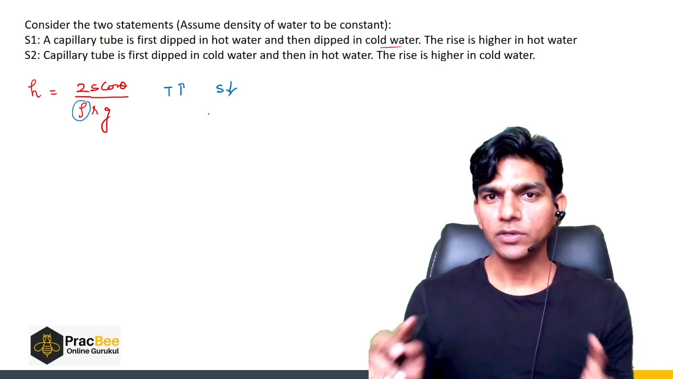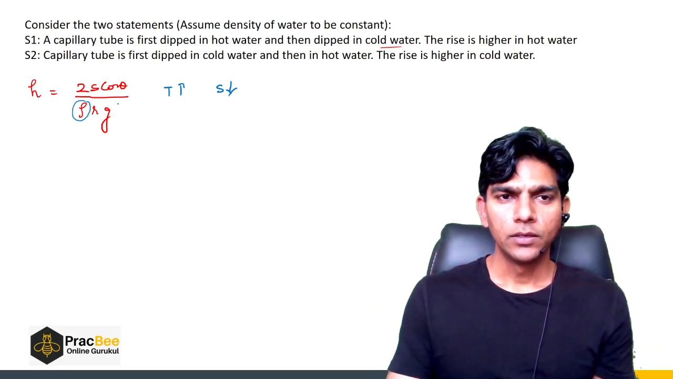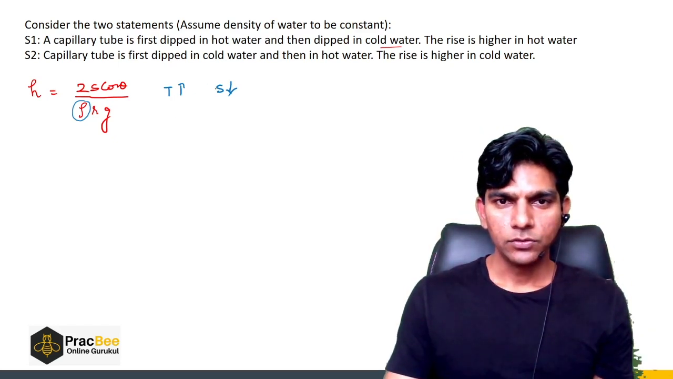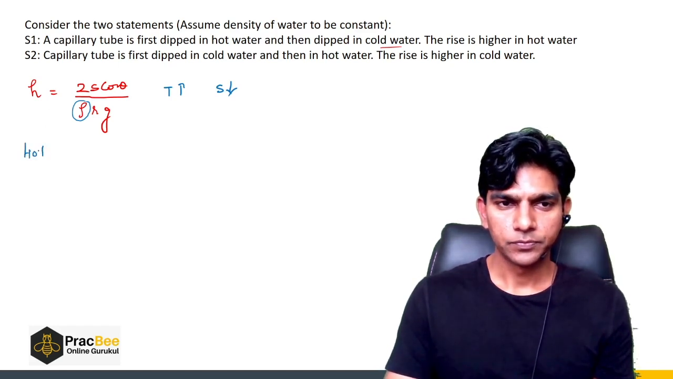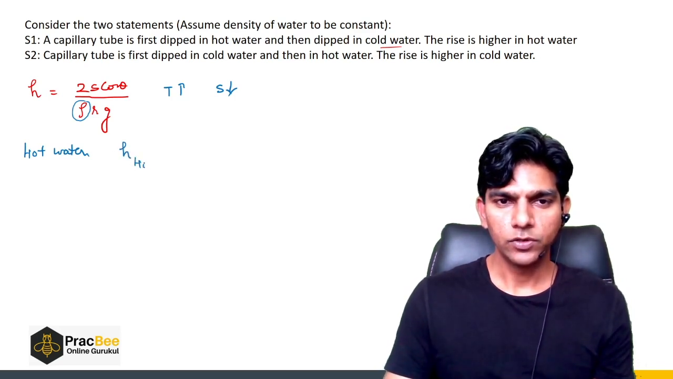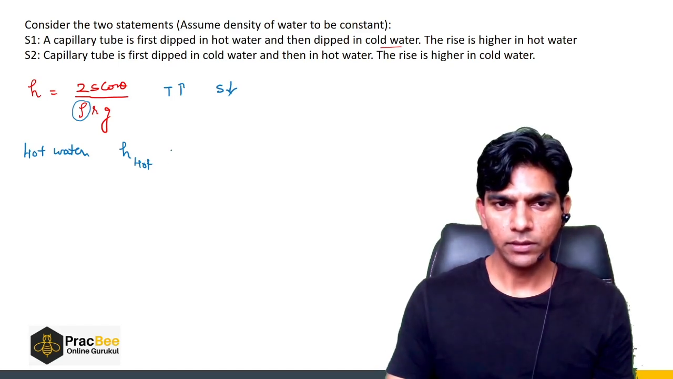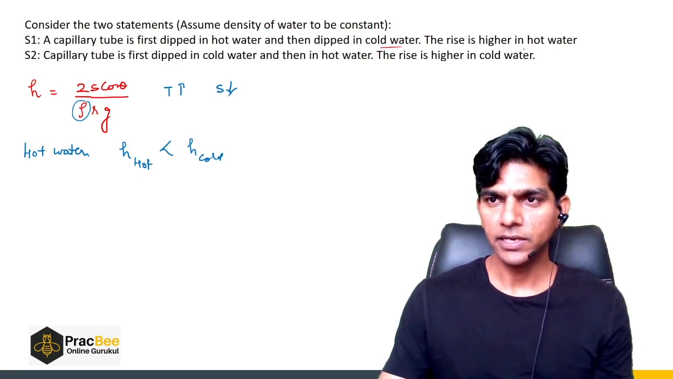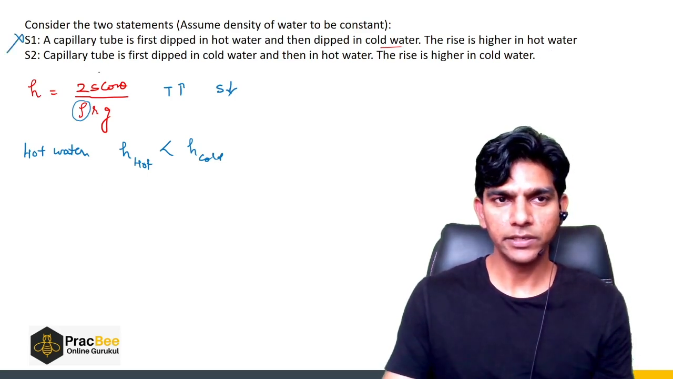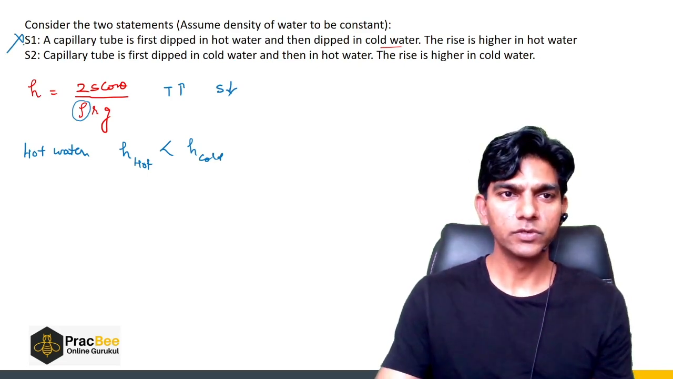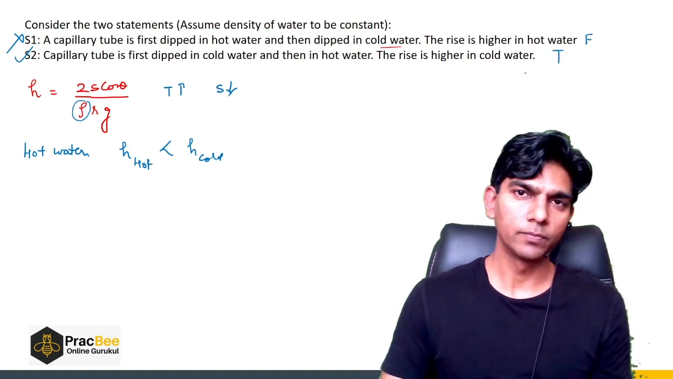So in this question, I'm not considering the thermal expansion of the tube. I'm only considering the effect of temperature on surface tension. So in hot water, since S is less, the height of ascent will be less compared to cold water, right? So in statement 1, a capillary tube is first dipped in hot water and then dipped in cold water, the rise is higher in hot water. That is incorrect. So statement 1 is incorrect. Statement 2, capillary tube is first dipped in cold water and then in hot water. The rise is higher in cold water. So this one is correct. So statement 1 is false, statement 2 is true. Right?